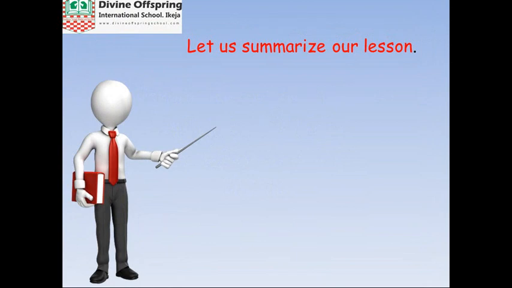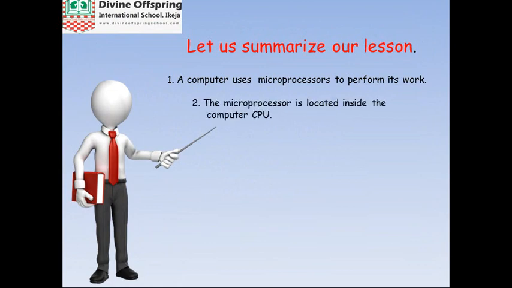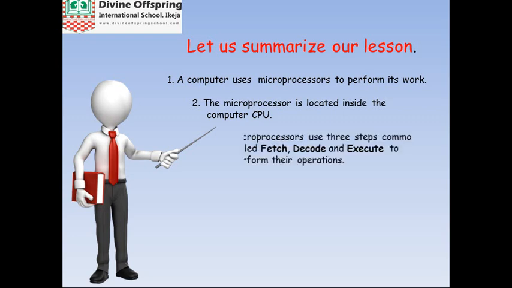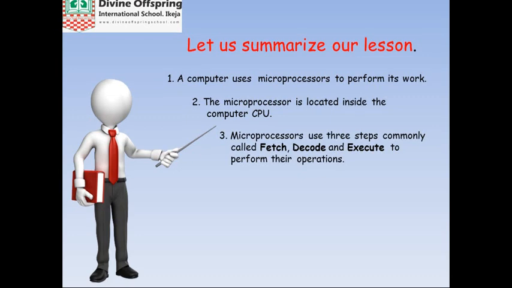It's time to summarize our lesson. What have you learned today? 1. A computer uses microprocessors to perform its work. 2. The microprocessor is located inside the computer's CPU. 3. Microprocessors use 3 steps commonly called fetch, decode, and execute to perform their operations.